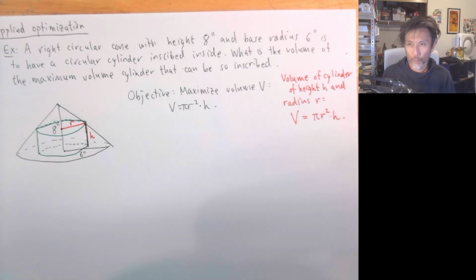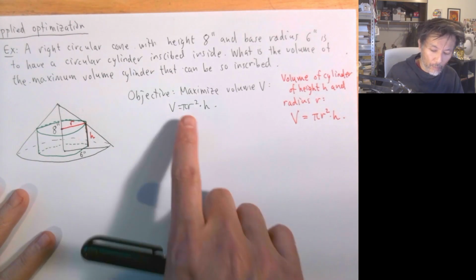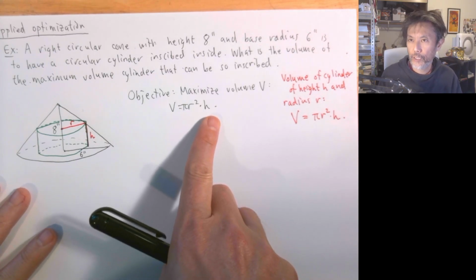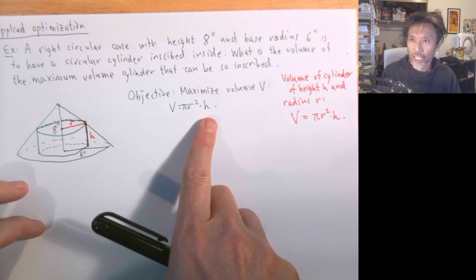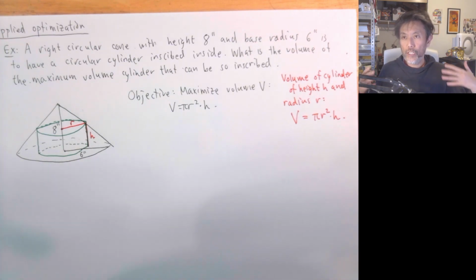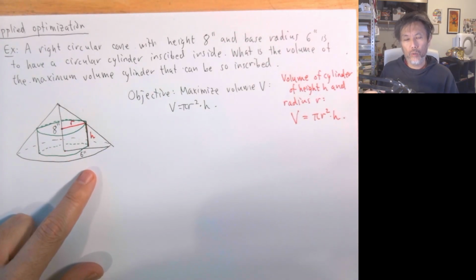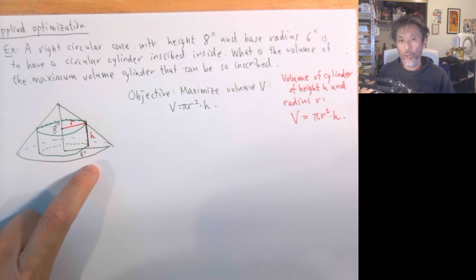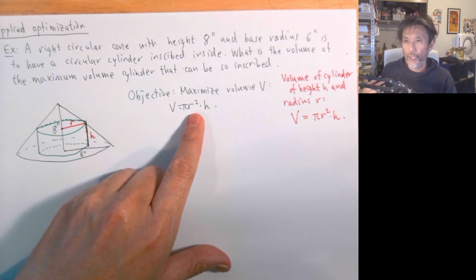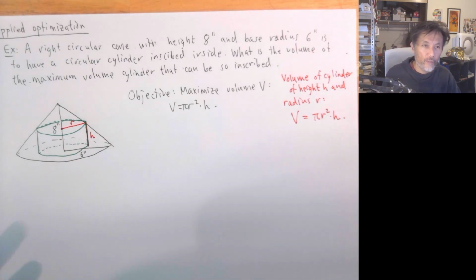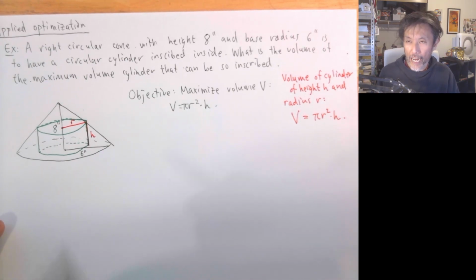And so we need to express the fact that the cylinder is inscribed in this cone through some kind of relationship between R and H. I'm going to say that one more time. We need to express the fact that this cylinder is inscribed in this cone through an equation, some kind of relationship between R and H. And really the challenge of this problem is to figure out what that relationship between R and H is. It's tricky to figure it out.